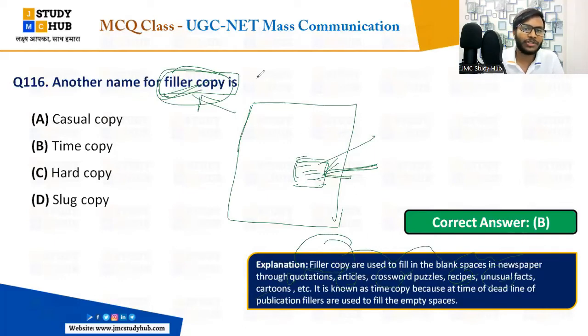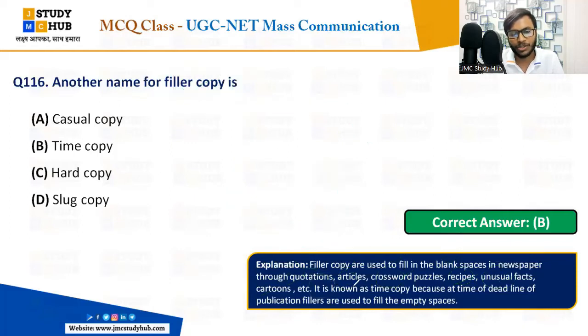Okay, so why is it known as time copy? Now the next question. Time copy isliye bolte hain because at the time of the deadline of the publications, fillers are used to fill the empty spaces. Simply. Okay, so this can be from the assertion reason questions also. Ye assertion reason se bhi questions aapke liye ho sakta hai, very much important. So this is what the reason is given here.